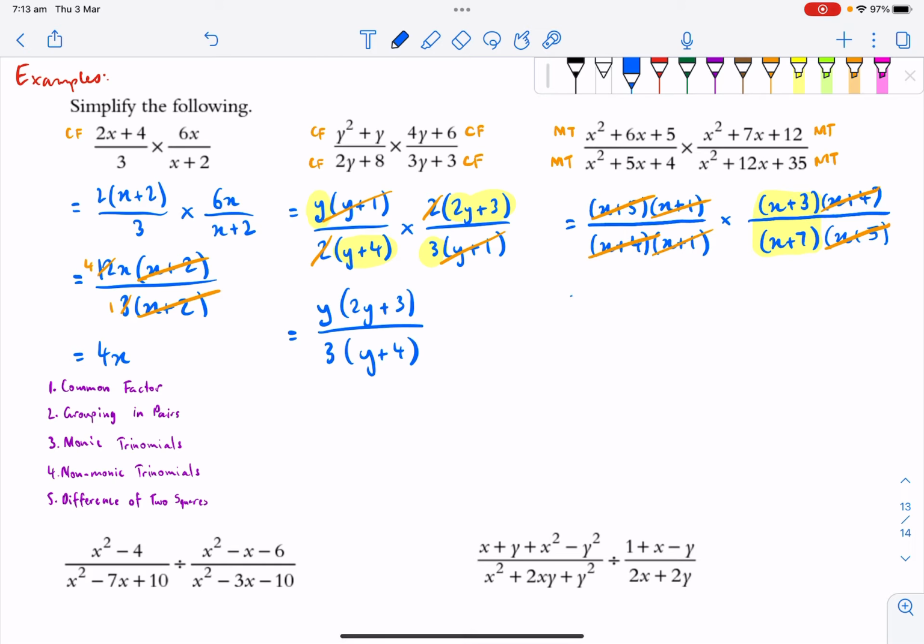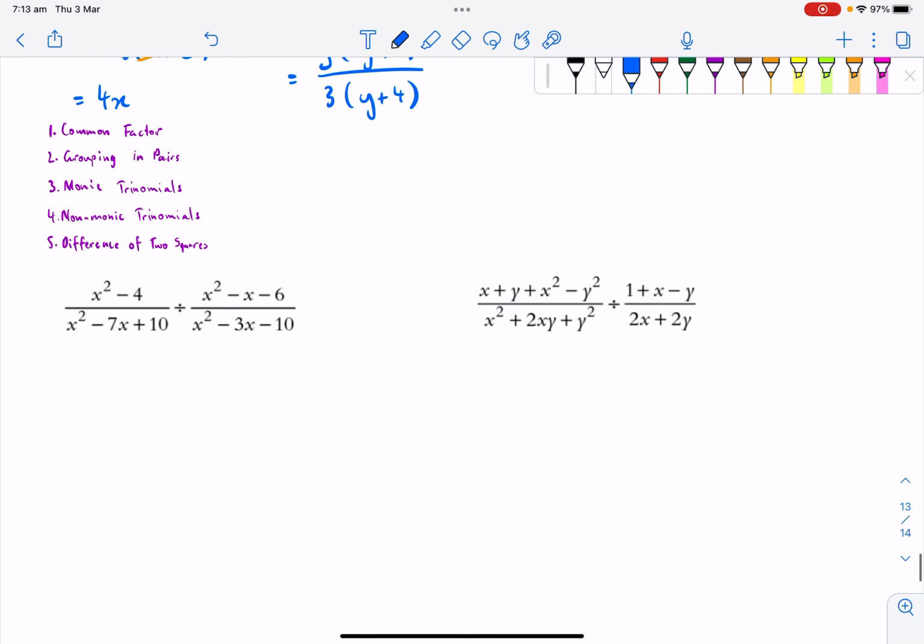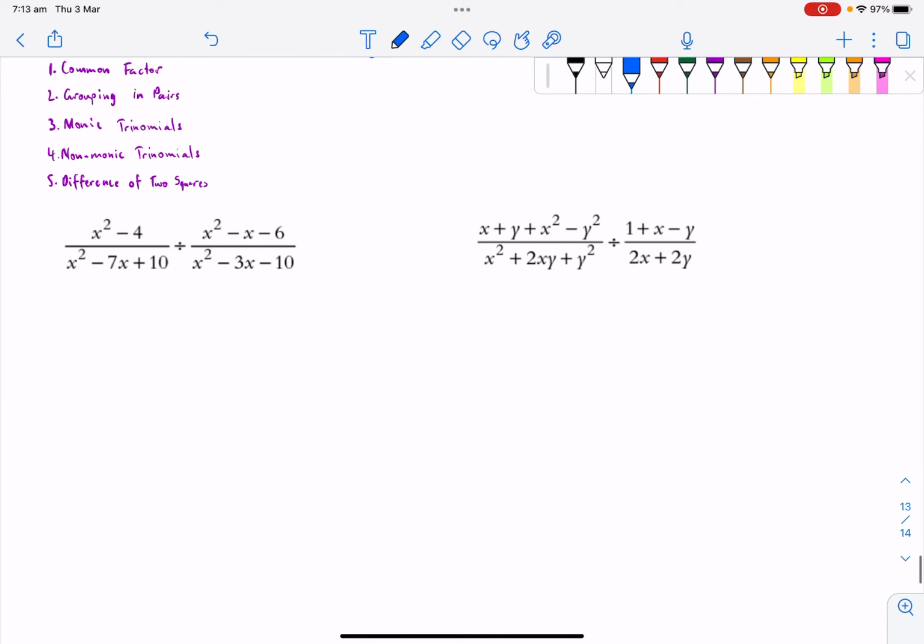So you have to make sure you maintain the fraction. So x plus 3 is on top. x plus 4 is on the bottom. And there we go. That's the answer for that example. All right, so now we're moving on to some seemingly more difficult questions. But I assure you, if you're able to identify and factorize correctly, these are not difficult at all.